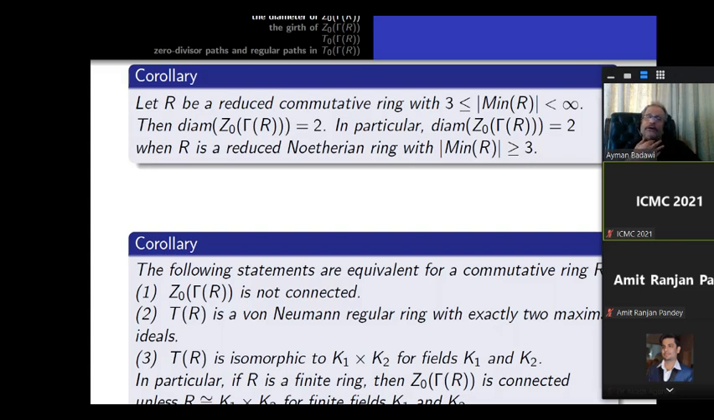Then if it's less than infinity, then the diameter is 2. Remember in the previous result, we said the diameter is either 1 or 2 if the minimum prime ideal is bigger or equal to 3, and that could be infinity. But if you exclude infinity, then it has to be 2.